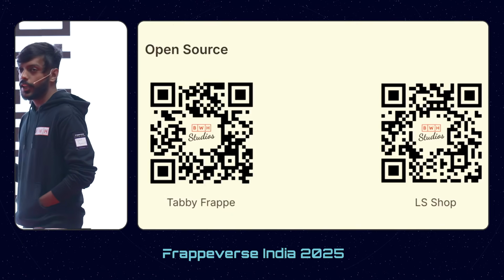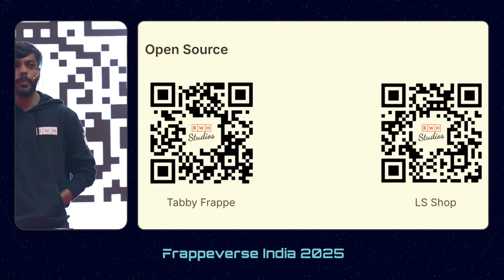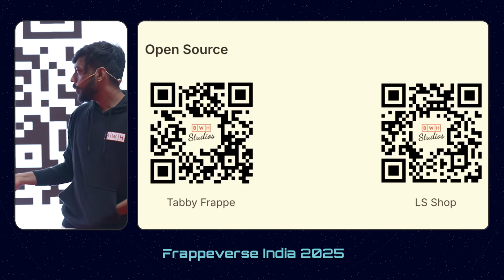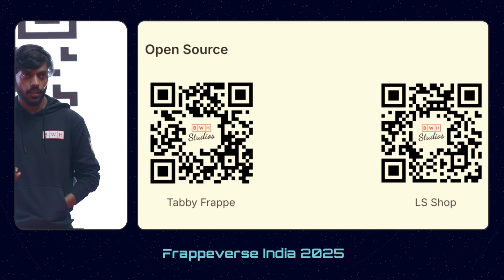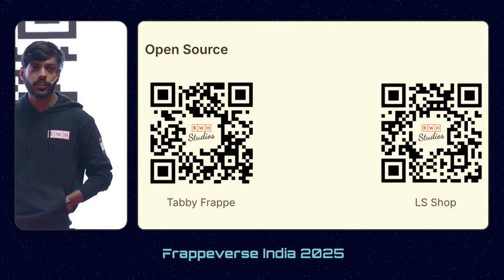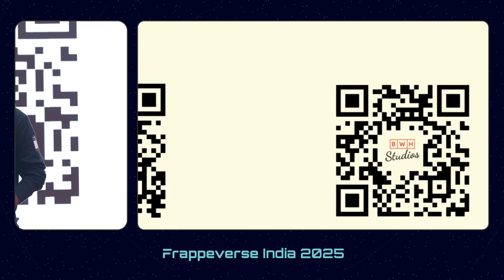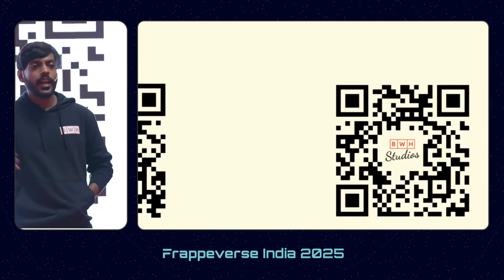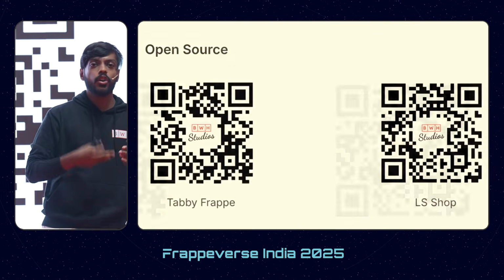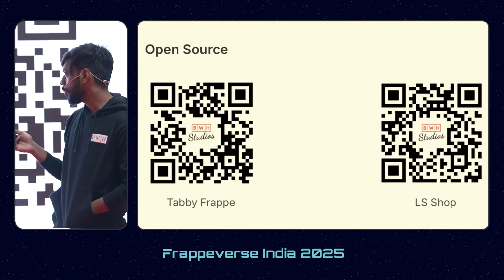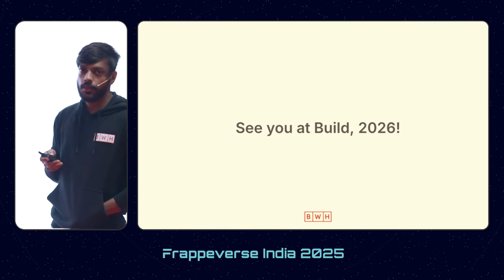And yeah, we cannot end the talk without talking about open source. So basically we have made both the apps open source. The Tabi Frappe is actually open source from day one, but this LS shop is open source with skewed documentation, so I don't think you will be able to use it. So I will try to add the documentation and the API reference so that it will be usable for you. So yep, that's basically it.